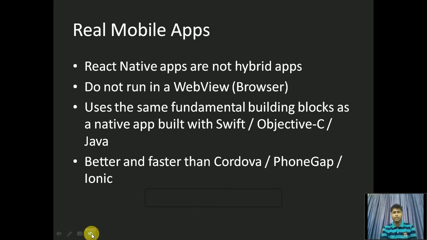Use the same fundamental building blocks as a native app built with Swift, Objective-C and Java. React Native uses the same building blocks to build the native app as we do when building a native app using Swift, Objective-C and Java. Better and faster than Cordova, PhoneGap, Ionic. Cordova, PhoneGap, Ionic are also frameworks that provide the same platform for building Android and iOS apps, but React Native is better and faster than them.